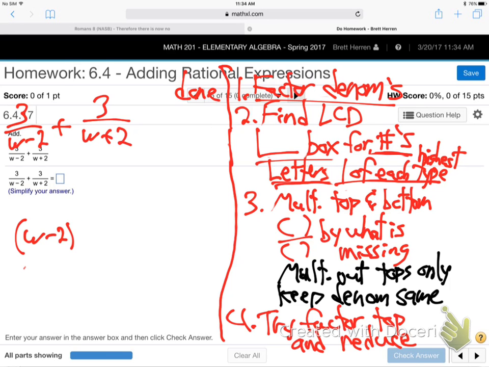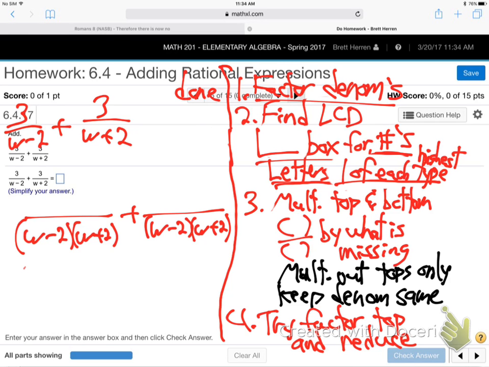So that means in this problem, I'm just going to take a W minus 2 and a W plus 2. Does that make sense? I just got the denominators right now. I'll get to the numerators in a minute. What did I do? I just took one of those and one of those, because they're different packages. A W minus 2 package is different than a W plus 2 package. So when you've got letters or letter packages in the bottom, you take one of each type. Is that making sense?